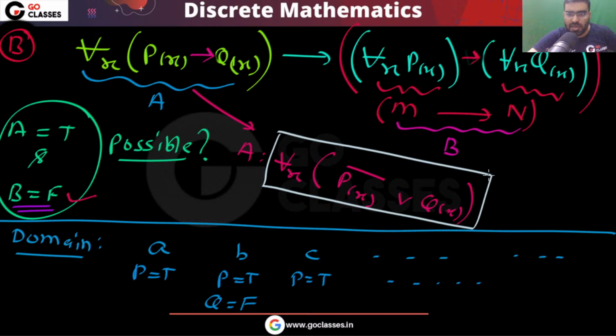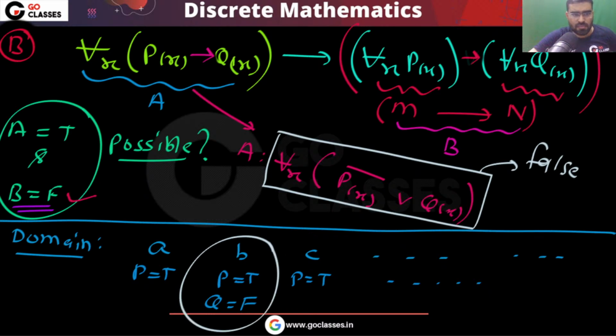And who is the counterexample? This is actually false. The counterexample is because of B. Because of this it will be false. So you can see that this is possible? The answer is no. This is not possible. Because this is not possible, so this B is valid.